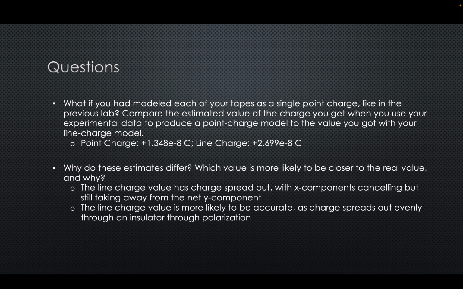One question is, what if you had modeled each of the tapes as a single point charge, like in the previous lab, and how would that impact the comparison between the two? Like I said, the charge was almost exactly double in lab 2 as a result, because there are horizontal components that were not accounted for in the lab 1 point charge model. They differ because the line charges have horizontal components that cancel each other out, but even though they cancel each other out, they still take away from the net force that it creates. So for it to have the exact same vertical component, it must have a higher charge because part of it is being taken away by the horizontal components. And this is more accurate because charge spreads out more evenly through an insulator due to polarization.